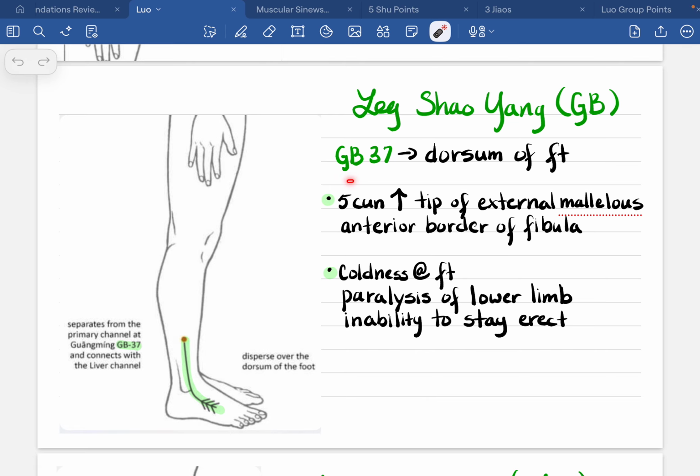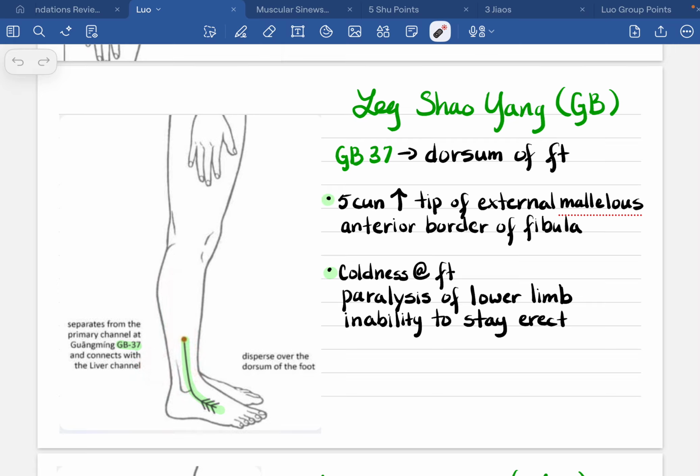Now we have GB37 as the Luo point for the GB. It travels to the dorsum of the foot, if you see right here. It's 5 soon up from the tip of the external malleolus. Okay, 5 soon up. Anterior border. Now, as I said before, 5 and 9 works behind the bone, so that applies to GB. Since this is not 5 or 9, it's always what? Anterior border of the fibula.